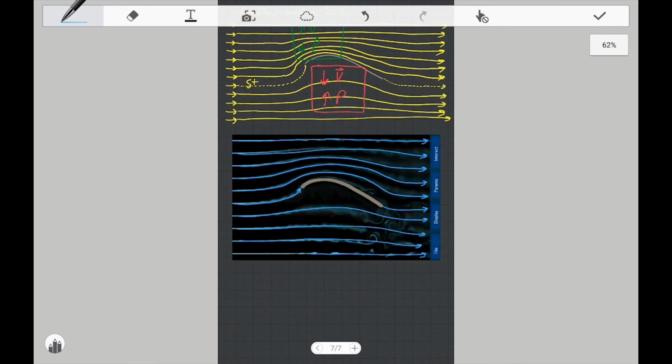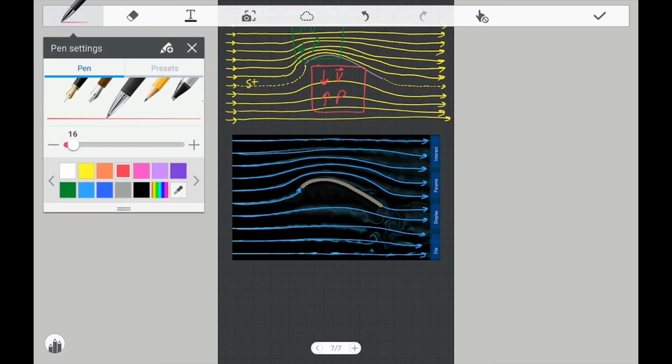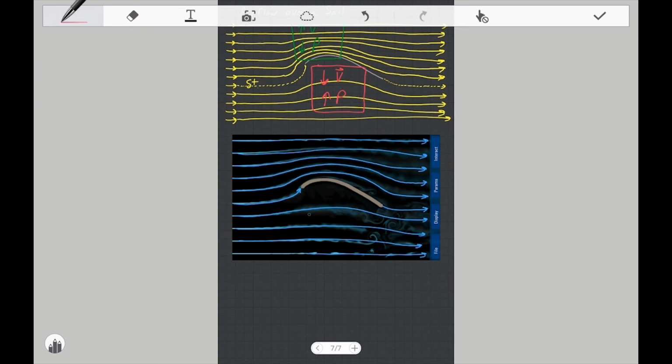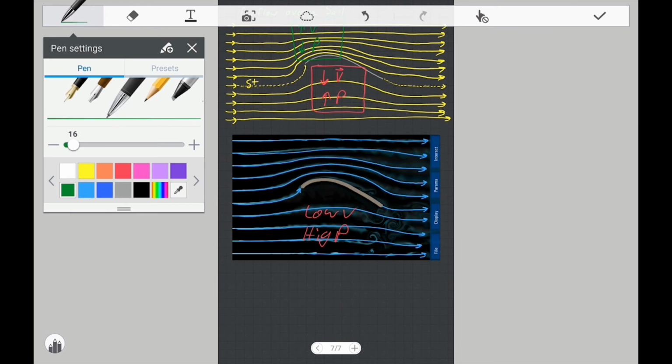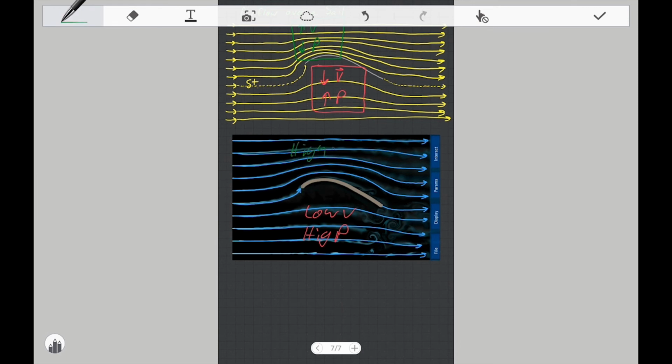So if we compare these two diagrams, we see that they share very similar features. Notably, we see a low velocity, high pressure area below the sail, and we also see a high velocity, low pressure area above the sail. And these are all of the important elements that we need to show in our airflow diagrams when we're talking about airflow around a sail.